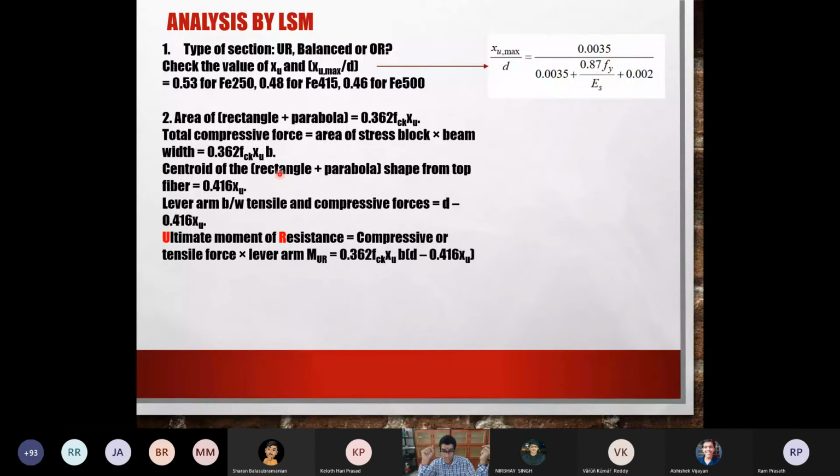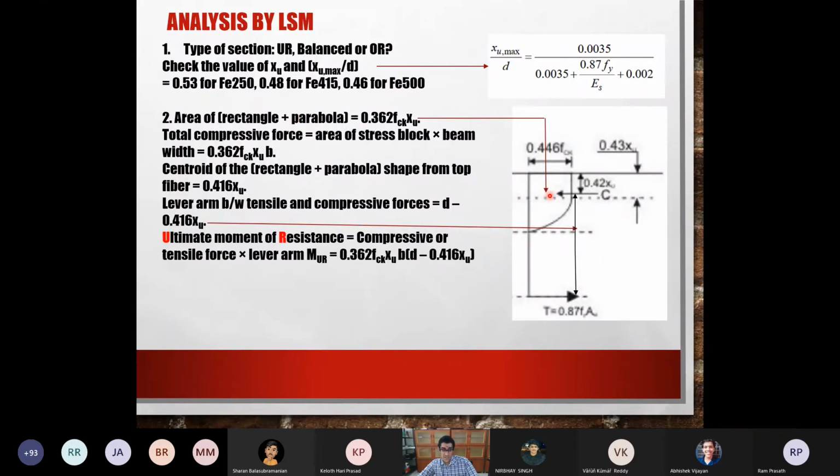To find the compressive force, what did you do in the working stress method? After finding K, what did you do? The area of the triangle into sigma CBC. In that problem it was sigma CBC, but if it is not over-reinforced, you will use FC. Basically you did stress times the area of that stress distribution diagram. You will be doing the same thing here, except that now your stress block area is not a triangle. It is a parabola and a rectangle together.